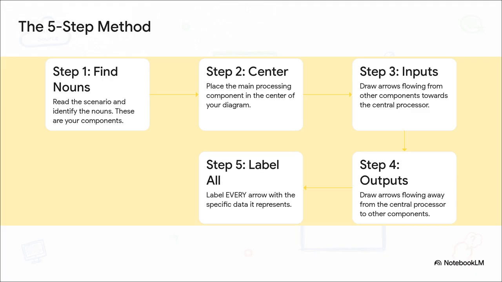It's your anchor. Step 3, now draw all the inputs, the stuff flowing to the brain. Step 4 is the opposite. Draw all the outputs, the stuff flowing away from the brain. And you know what's last? Step 5, the grand finale, label every single arrow with the specific data.